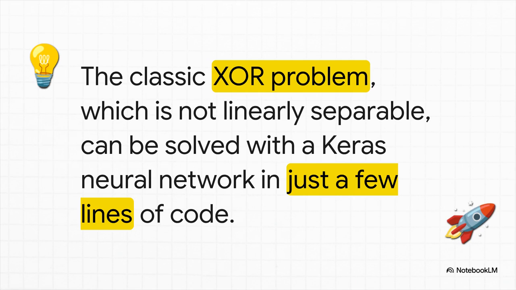And this illustrates it brilliantly. The XOR problem is a classic challenge for neural networks because you can't solve it with a single straight line. With Keras, that challenge can be overcome with just about 10 lines of code. This just goes to show the power of abstraction and how incredibly fast you can test ideas.